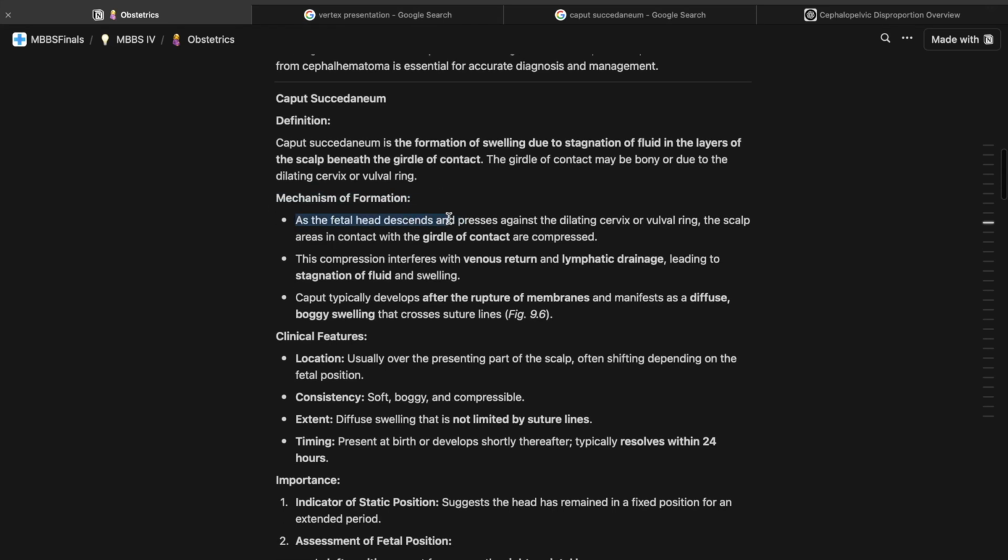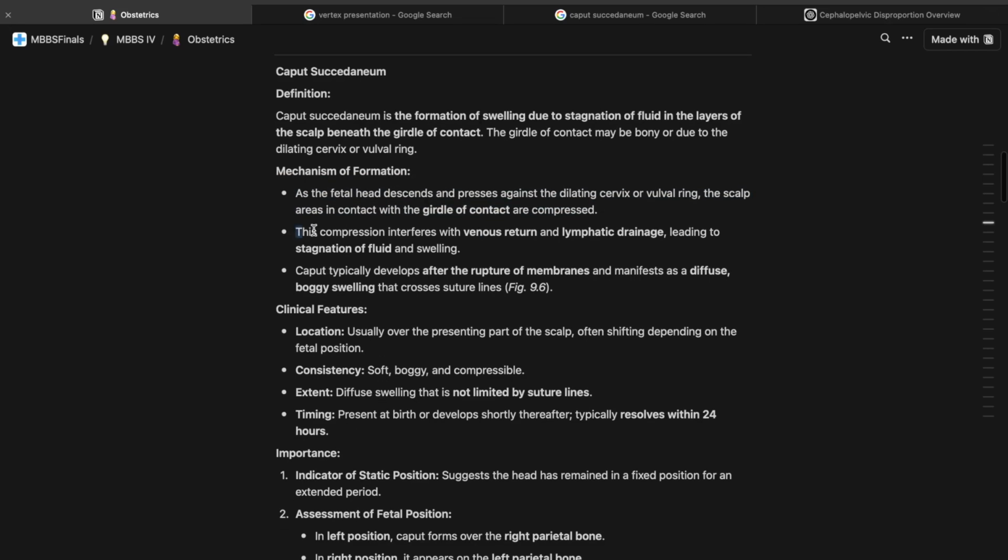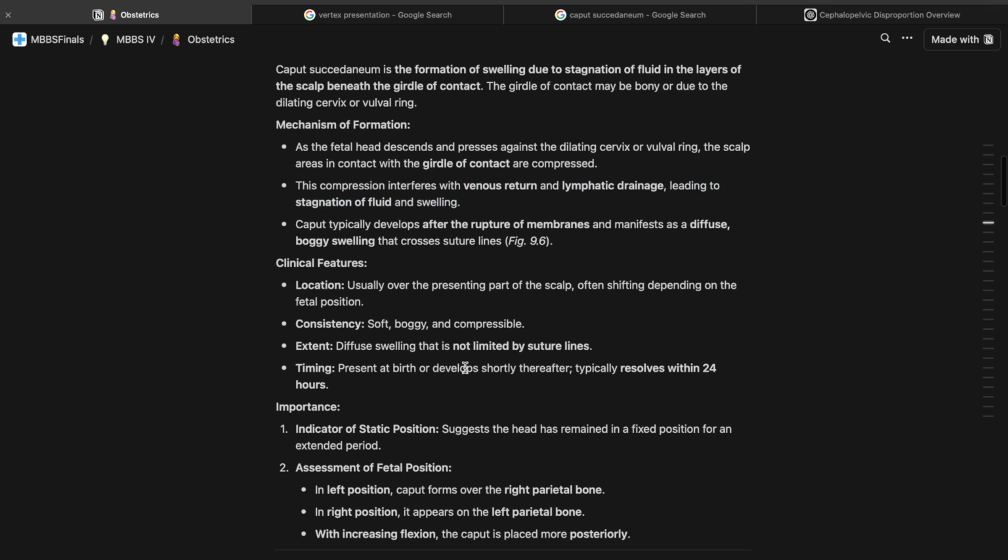As the fetal head descends and presses against the dilating cervix or vulval ring, the scalp areas in contact with the girdle of contact are compressed. This compression interferes with venous return and lymphatic drainage, leading to stagnation of fluid and swelling. Yes, makes sense.